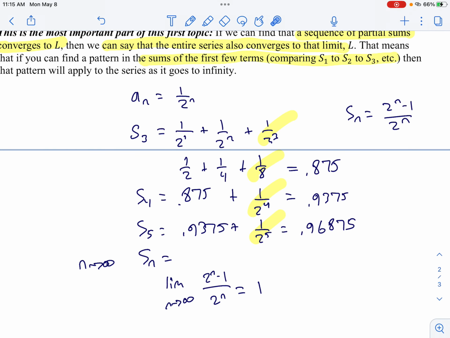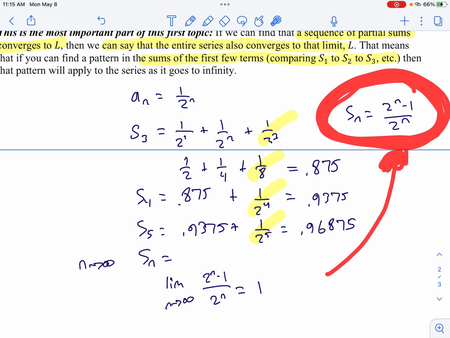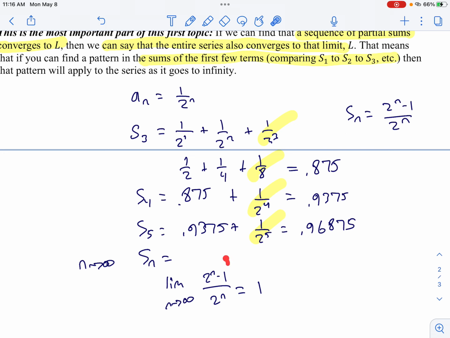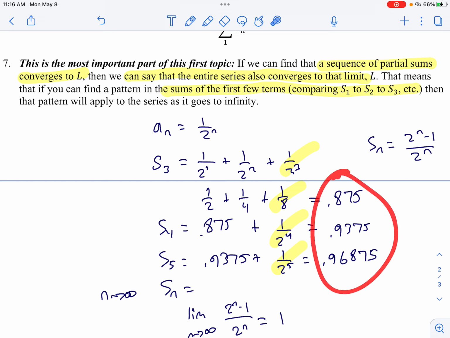Now you might be wondering, okay, how did you come up with this equation here? Well, that's not quite as important. That would be your pre-calculus skills of coming up with explicit formulas. So if you need to review some of that, you might look back at some pre-calculus notes on recursive formulas. But at the end of the day, the limit of that formula does go to 1, and we can see our partial sums go to 1 as well. And so again, this is the most important idea, that if you can show that your sequence of partial sums is approaching a number, which they were going to 1, then the entire thing will as well.